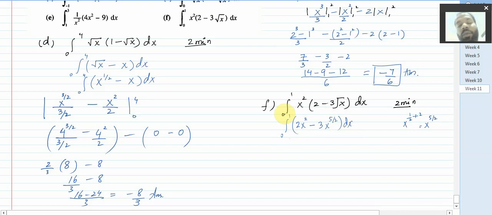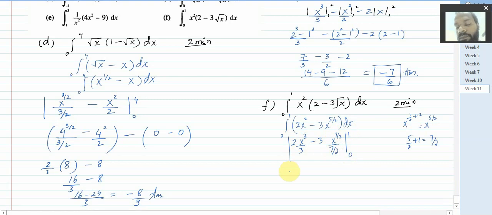Now my function is ready to integrate, so I'm going to integrate it. So it will be 2 times the integral of x square, which is x cube upon 3, minus 3 times, 5 over 2 plus 1 will be 7 over 2. So now it's x to the power 7 over 2 divided by 7 over 2, and the limits we have are from 0 to 1.